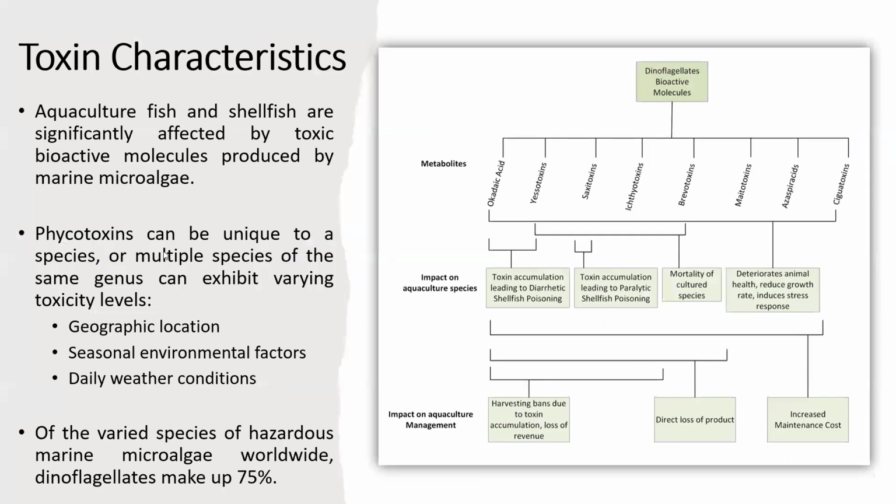Also, aquaculture fish and shellfish are significantly affected by toxic bioactive molecules produced by marine microalgae. These toxin compounds may increase during blooms and accumulate in shellfish or higher trophic species, leading to a public health hazard when consumed. These toxins can be unique to a species or multiple species of the same genus, and they can exhibit varying toxicity levels due to geographic location, seasonal environmental factors, and even daily weather conditions. Of the various species of hazardous marine microalgae worldwide, dinoflagellates make up 75%.